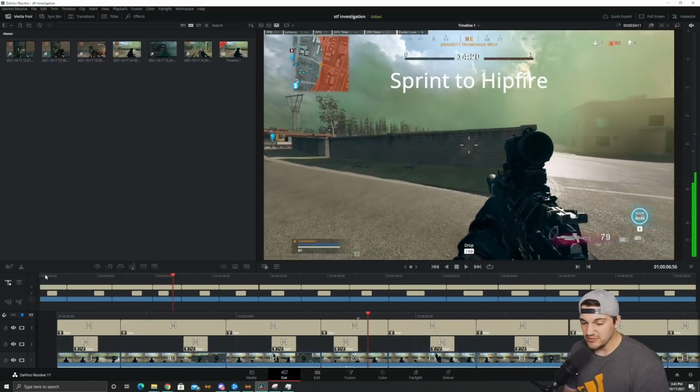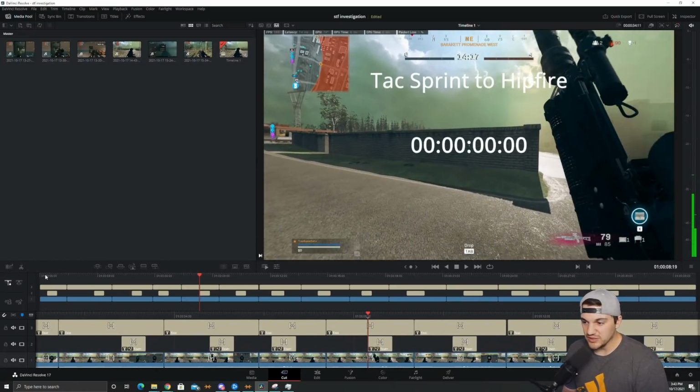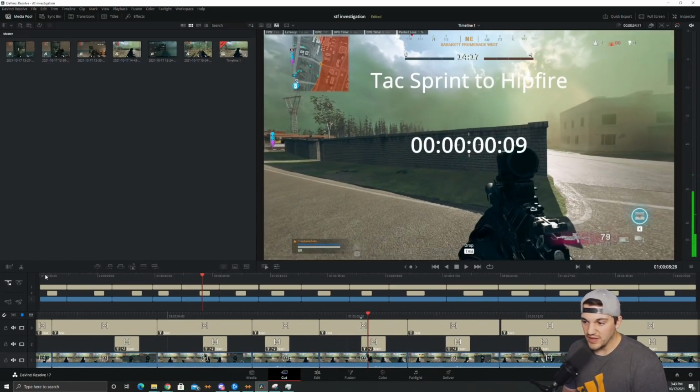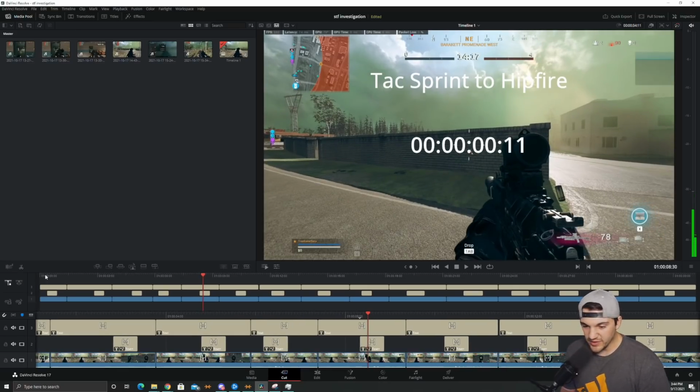Next thing I tested was tactical sprint to fire. Same exact thing here, just with tactical sprint. So you just go to the first frame, and then it was 10 frames till the first bullet was fired right there. You can see the ammo count go down as well as the hip fire dots spread.